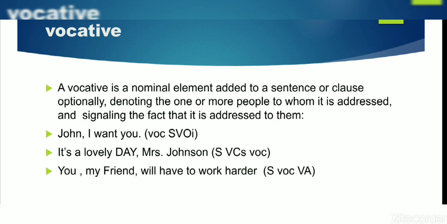John, I want you. So here, the sentence, I want you, we add to it the vocative, which is John here. So here, John, which is the vocative, comes in the initial position. It's a lovely day, Mrs. Johnson. So the sentence here is, it is a lovely day. And we added the vocative, that is Mrs. Johnson, at the end of the sentence.